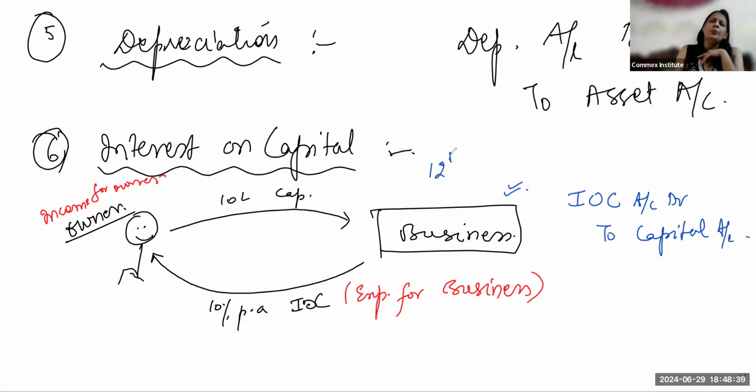In 12th we will do this in a lot of detail. Students forget this basic entry, which is such a simple entry. And in 12th, the first chapter is all about interest on capital to capital, this entry.